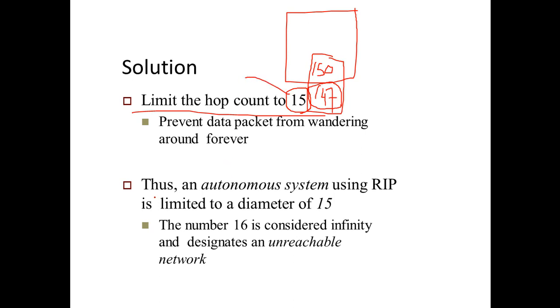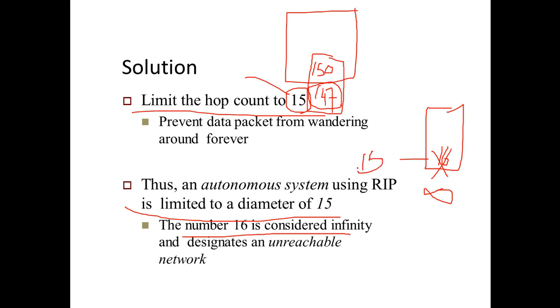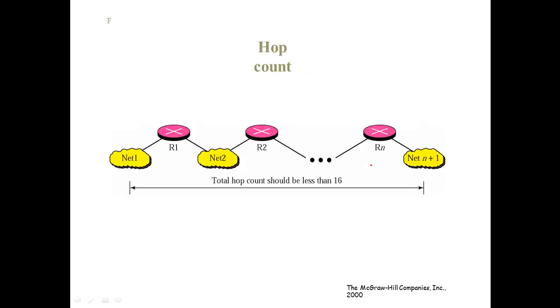Thus, an autonomous system using this protocol is limited to a diameter of 15, and the number 16 is considered infinity. So if you have a router or a device that is connected to you using, let's say, 16 hops, this will be considered infinity. You will not be using it. You will search for something less than 16, that is, a maximum of 15. This is a good way to limit your network. The total hop count should be less than 16.